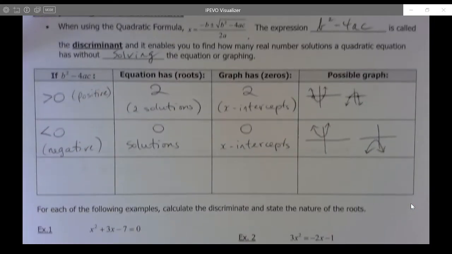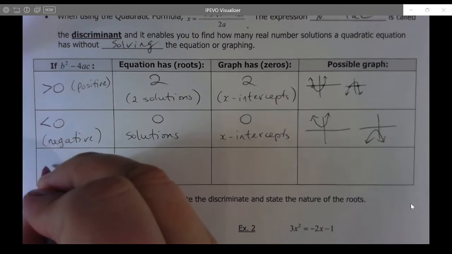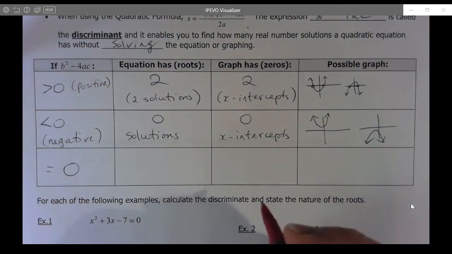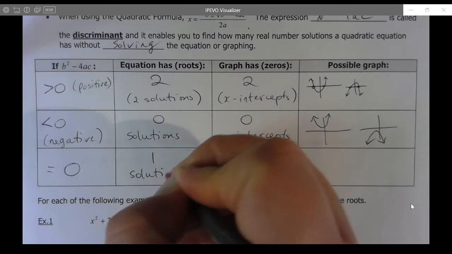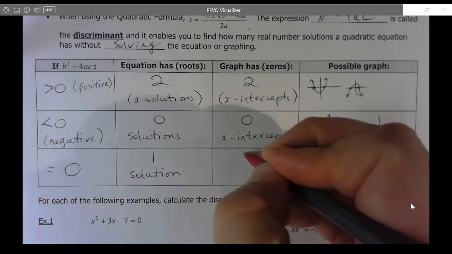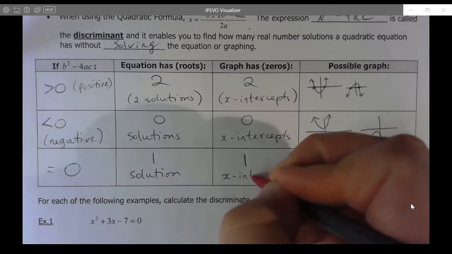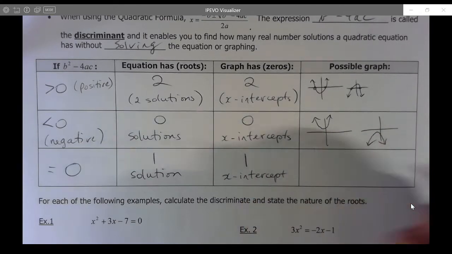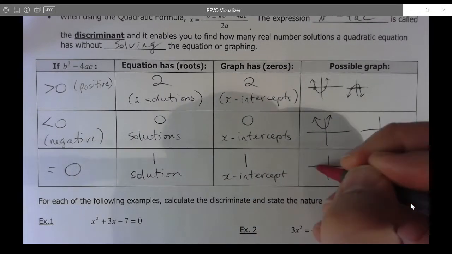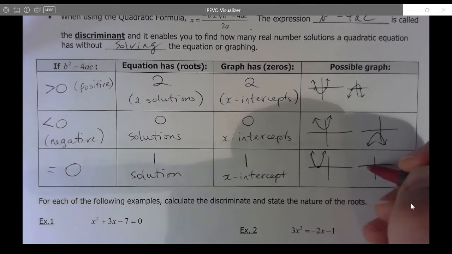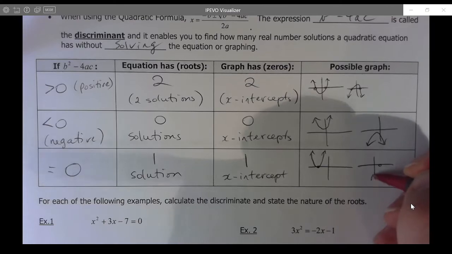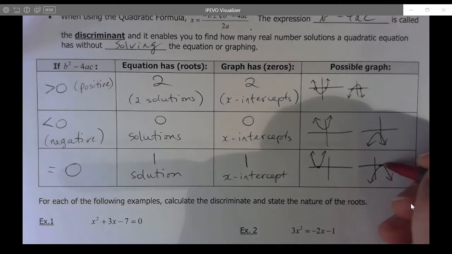And of course, the third option is, what if b squared minus 4ac exactly equals 0? Well, if that happens, there is 1 solution to the quadratic equation. If I'm graphing it, it has 1 x-intercept. That means the graph would have its vertex right on the x-axis, and that can happen whether it's a positive a value or a negative a value.